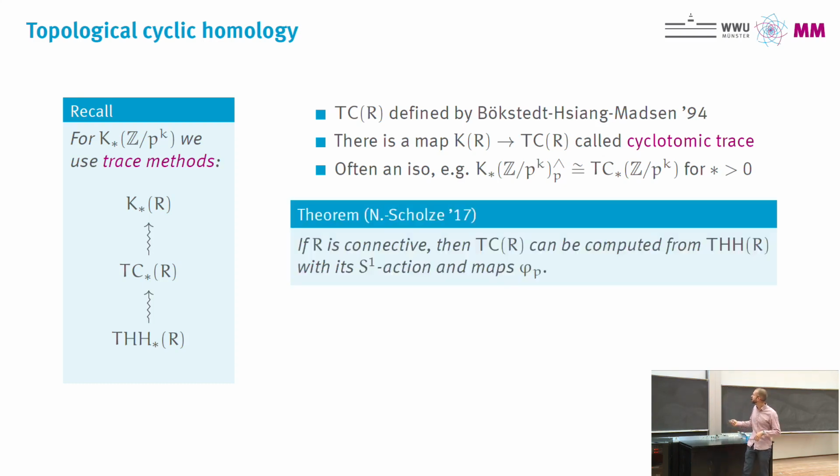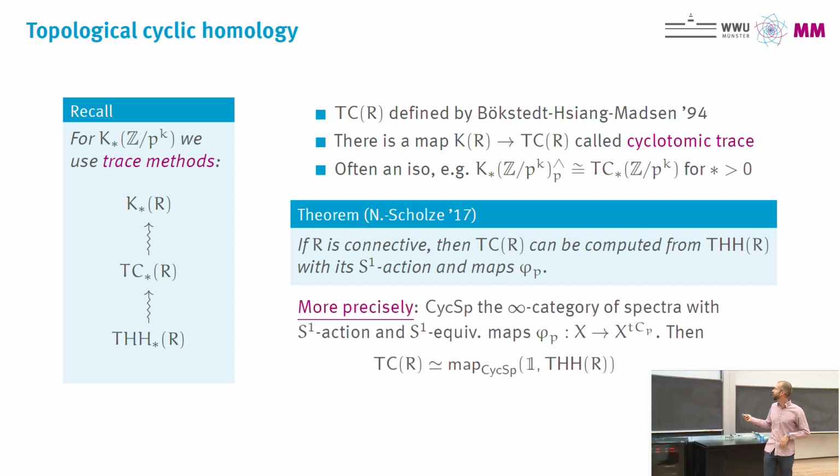And my claim is that once you understand THH with its S1 action and the Frobenius operators, then you can get TC. So it merely depends on those guys. So that's the result. And maybe, you know, let me say the correct result, because I feel a little bad about having such a sort of zoomed out result.